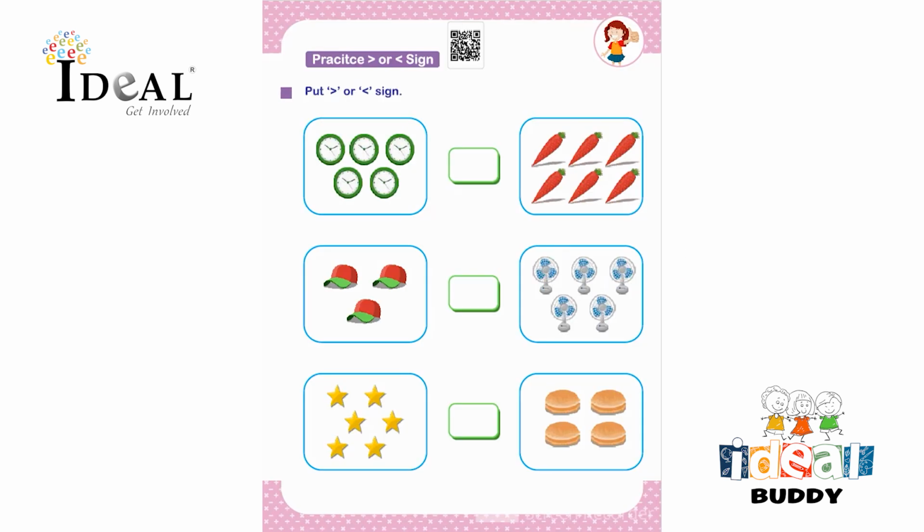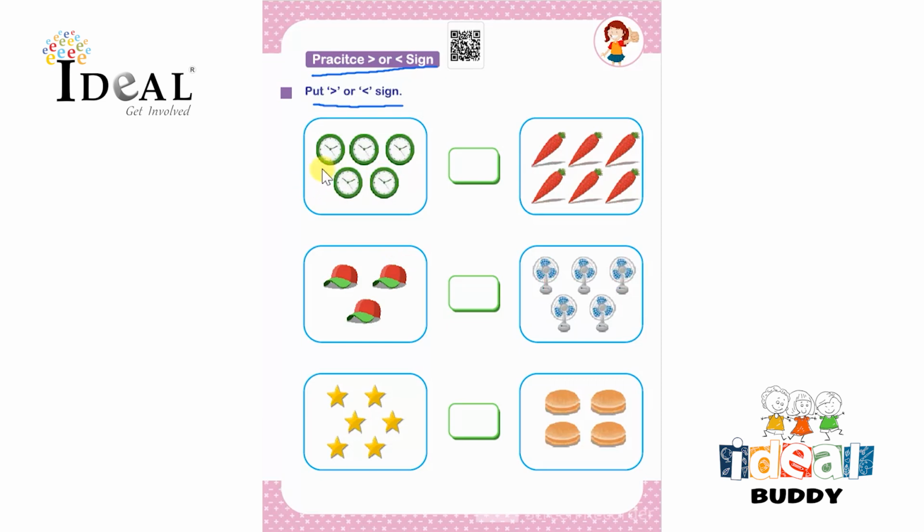Hello everyone. In this page, the child will practice greater than or less than sign. So here they have to put greater than or less than sign in the given box over here. So first there are 2 pictures given, so they have to count the number of objects in those pictures, and then they have to compare and then use the greater than or less than sign.